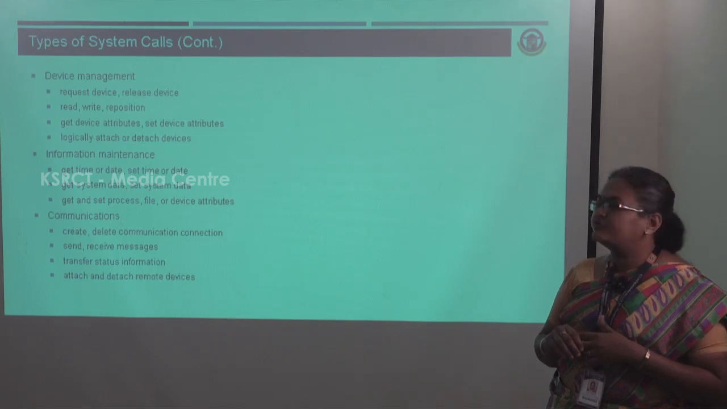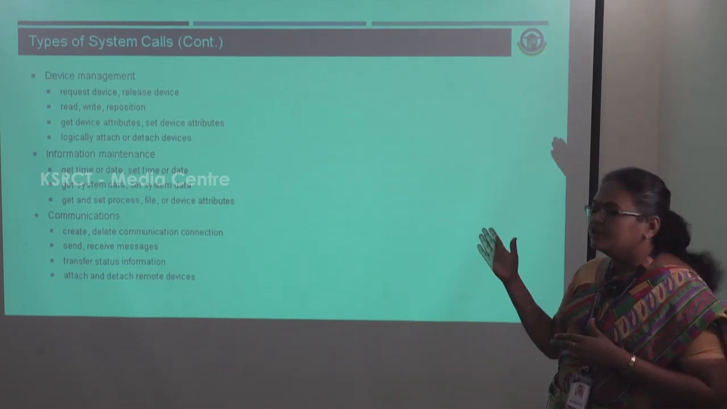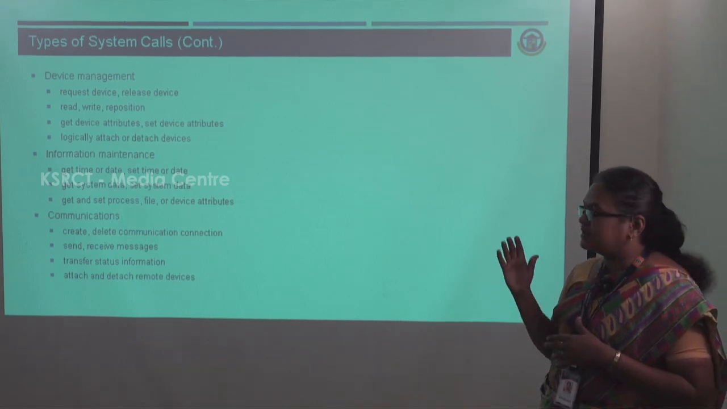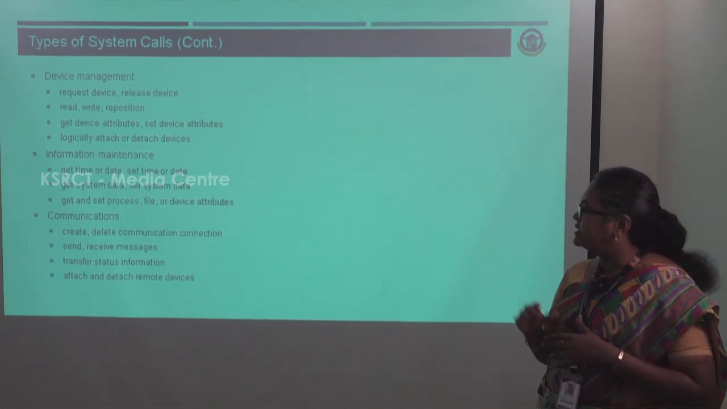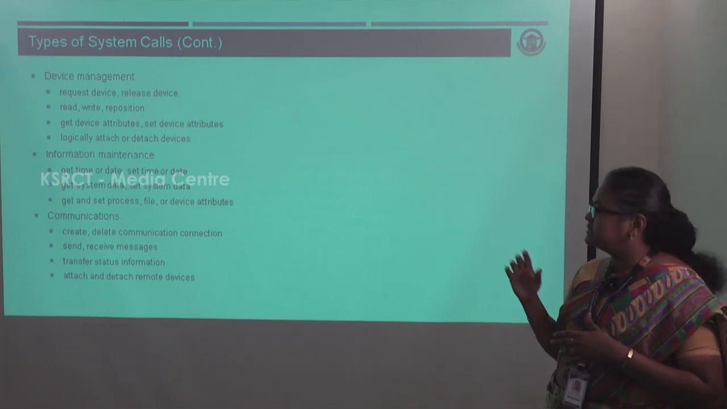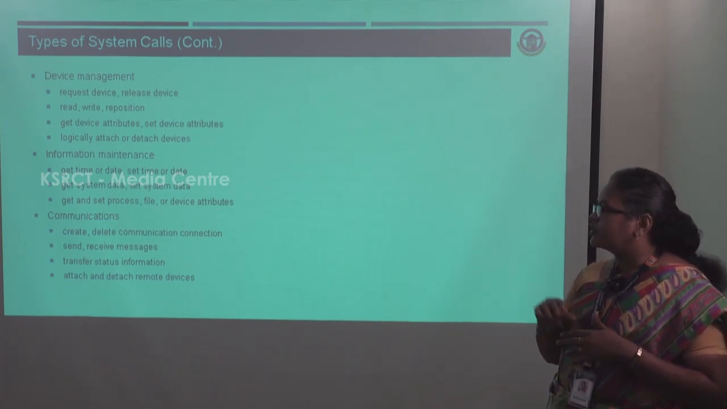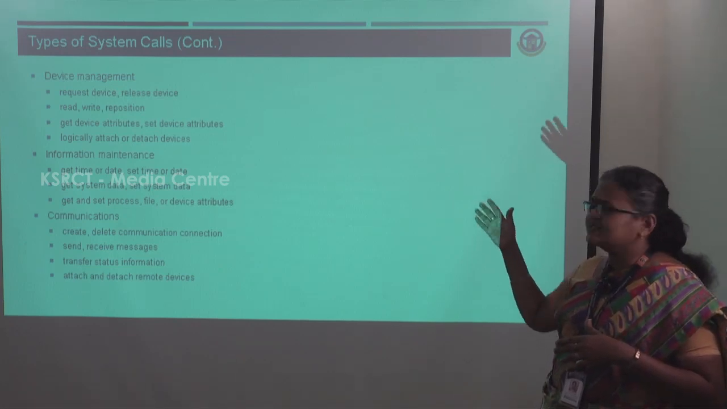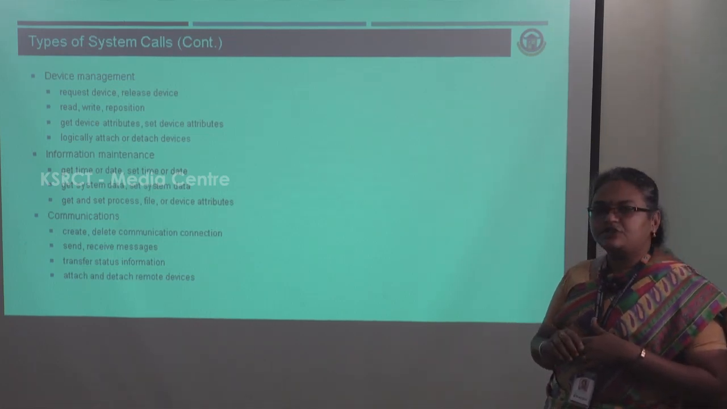The basic system information is maintained by information maintenance system calls such as get time or date, set time or date, get system data, set system data, get or set process, file or device attributes. These are the system calls included in information maintenance.